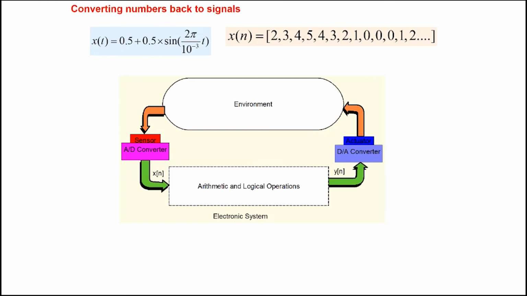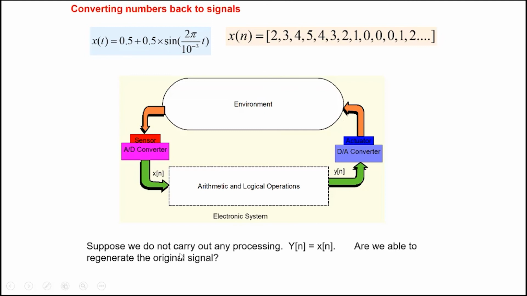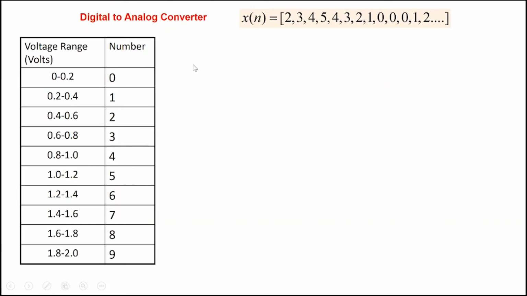So after getting a digital signal, can we convert it back to the analog signal? We just saw how to convert it into a digital signal, and now what is involved in converting it back into an analog signal? Let's take a very simple case where we don't do any processing. We convert into x[n] and with no processing, y[n] equals x[n]. Let's see whether we can generate back the original signal. So this is our x[n], a 1-digit quantizer, and these are the digits.